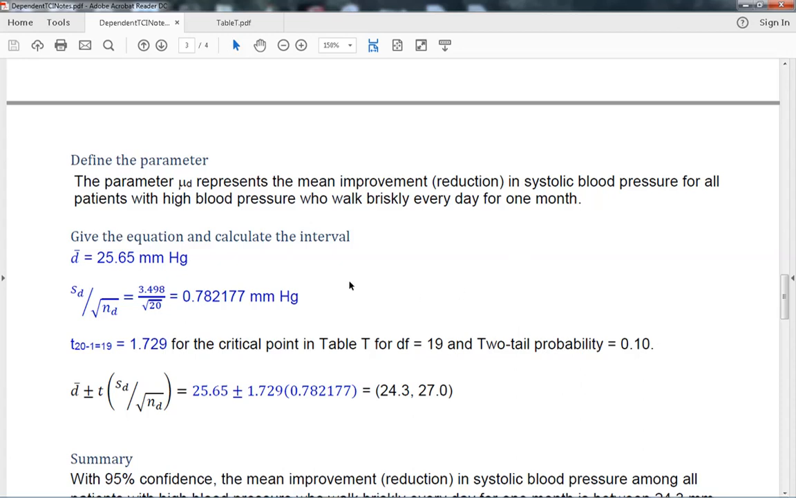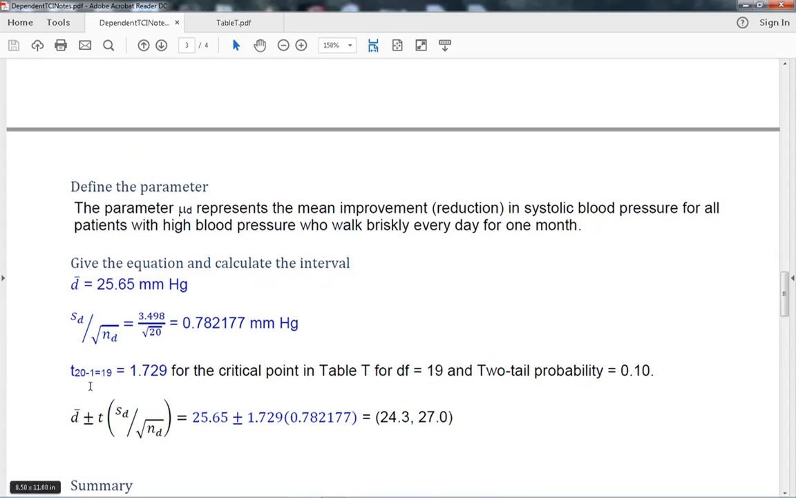So the sample mean is going to be the mean difference, 25.65. The standard error would be s sub d over the square root of n, so 3.498 over the square root of 20. So I get 0.782177. T equals 1.729, which comes from table T, where the degrees of freedom is the number of differences, 20, minus 1, so that's your 19 degrees of freedom.